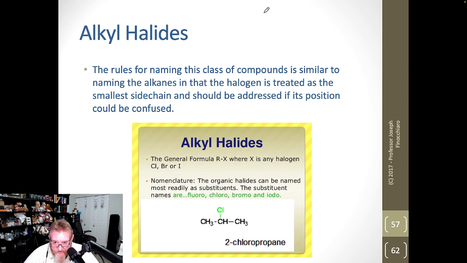And as for naming purposes, we just ran one. There is nothing different. We treat it like a side chain. That's it. So it gives you 2-chloropropane, and it gives you a line formula. It's kind of like a structural formula, right?